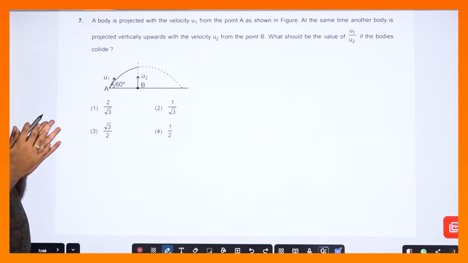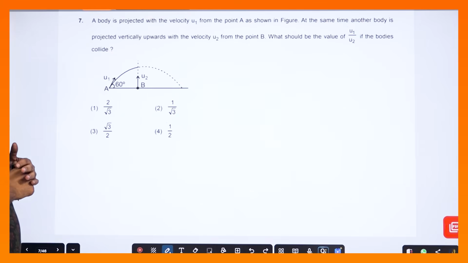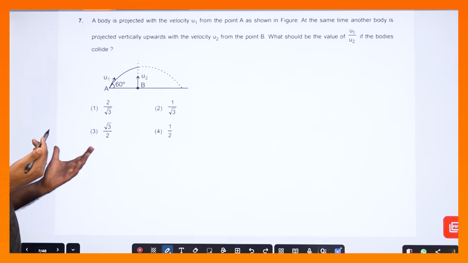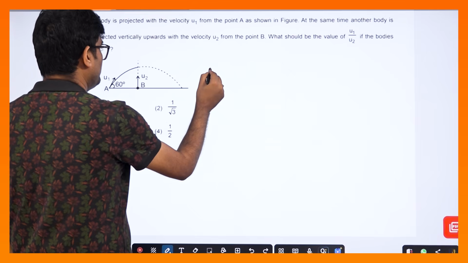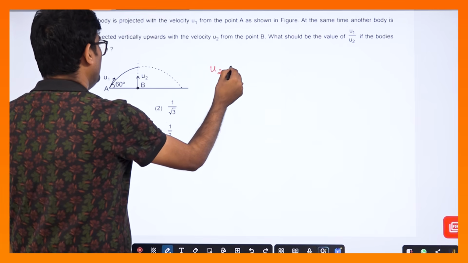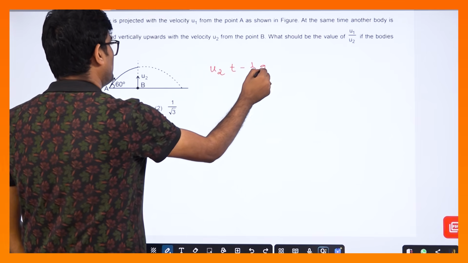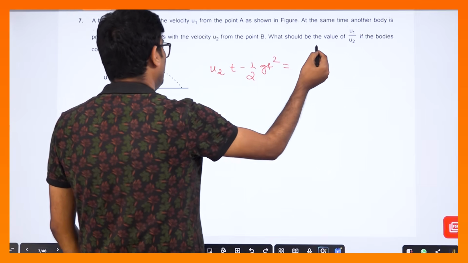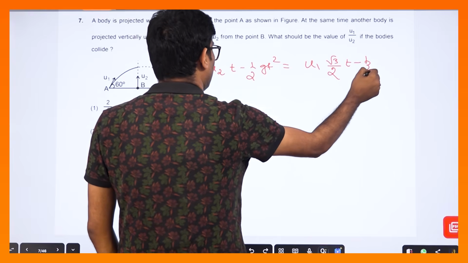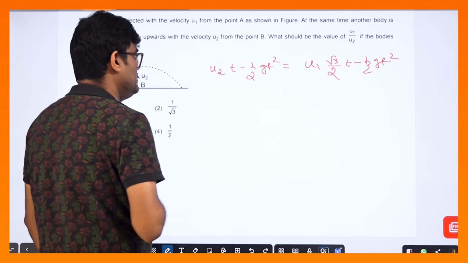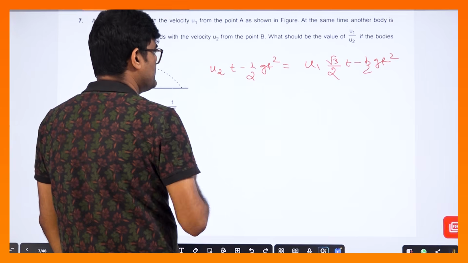A body is projected with velocity u1 from a point A. At the same time, another body is projected vertically upward from the point B. What should be the value of u1 by u2 if the bodies collide? Okay, if the bodies have to collide, then their vertical displacement should be the same. That means u2 into t minus half gt square should be equal to u1 sine 60 degree into t minus half gt square, because their accelerations are both g downward, so their vertical displacement has to be the same.